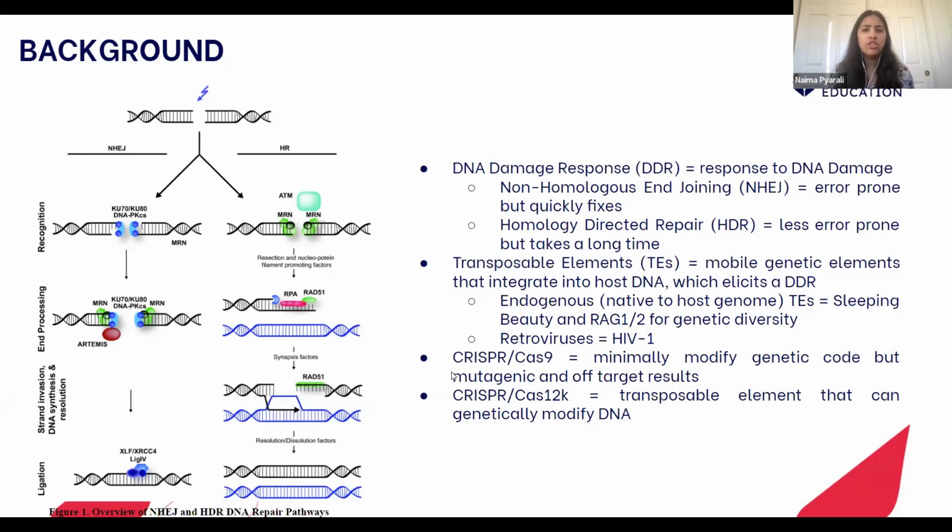But what does CRISPR have to do with it? Well, the most popular and used CRISPR system, CRISPR-Cas9, can minimally modify genetic code. However, there are many mutagenic and off-target results where it modifies code it's not supposed to. The hope is to explore a new system, CRISPR-Cas12a, which is a transposable element that can significantly modify DNA in hopes of having a low mutagenic rate from DDR. By studying other TEs, we can better hypothesize what Cas12a will do. So let's see what my research showed. Next slide, please.